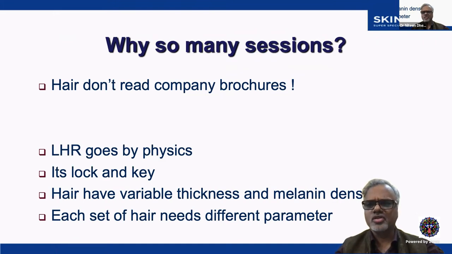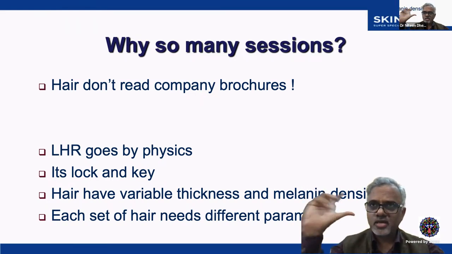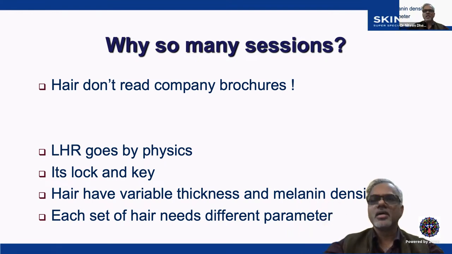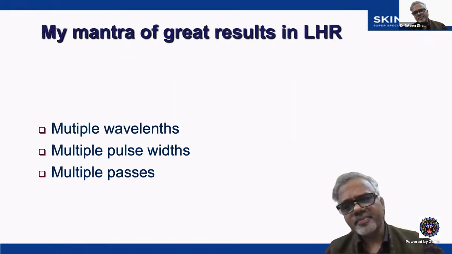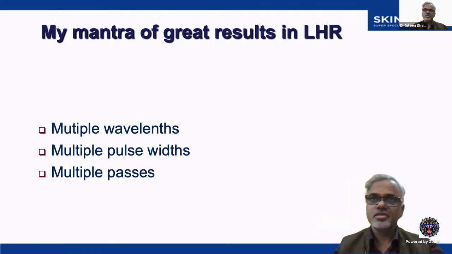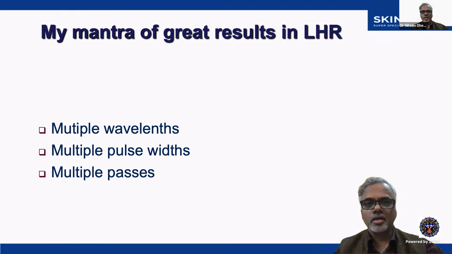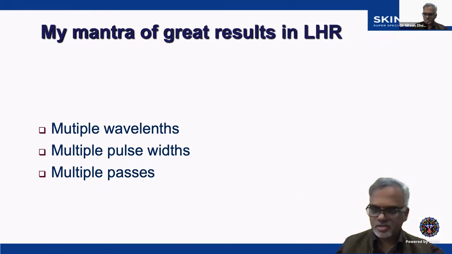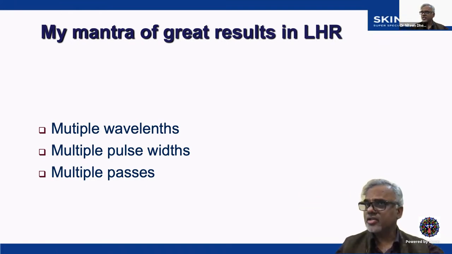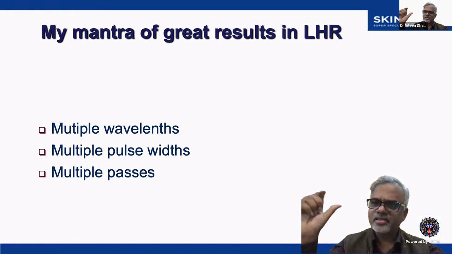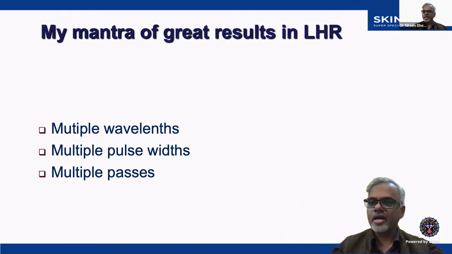Why so many sessions? Because not all the hair follicles are in the growing phase, not all the hair follicles are of the same width, not all the hair follicles will have the same color concentration, and a different set of hair follicles will be susceptible at a specific combination of parameters. So we need to have very different parameters every time. So my mantra to get a good result in LHR is multiple wavelengths, multiple pulse widths, multiple passes, and do it multiple times. That targets different sets of hair follicles with different parameters, thickness, width, color concentration. They get targeted at different times.